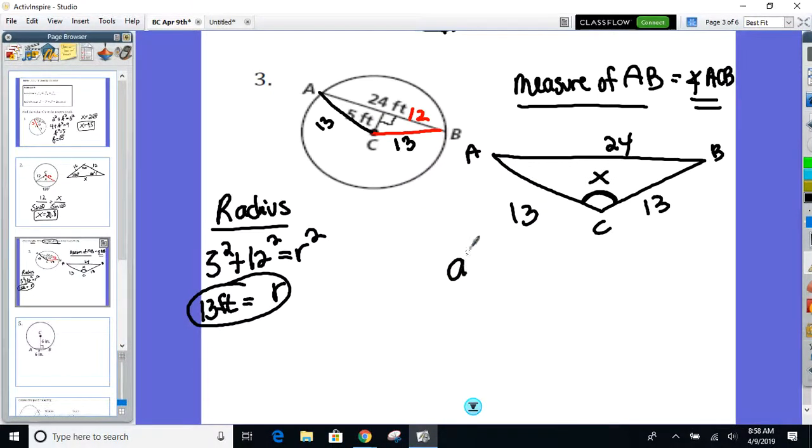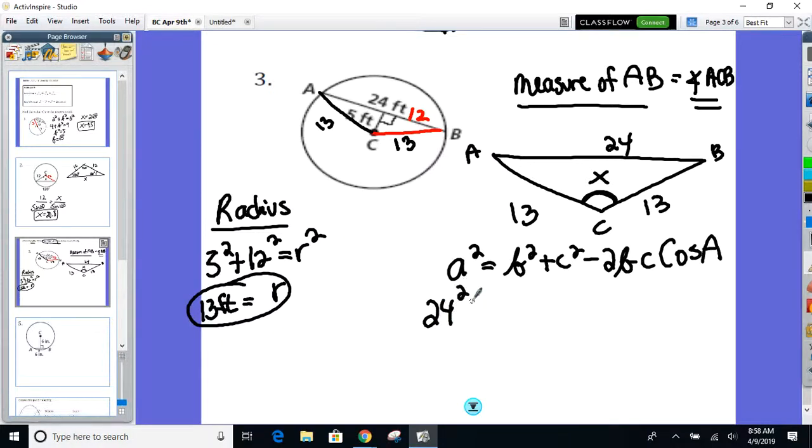Here we go. Let me just write it out. And then you guys can refresh your memory about what to plug in. We always plug in the side across from the angle, which would be what in our case? 24 squared equals 13 squared plus 13 squared minus 2 times 13 times 13 times cosine C, cosine X, whatever floats your boat. Yep, a little difficult here.